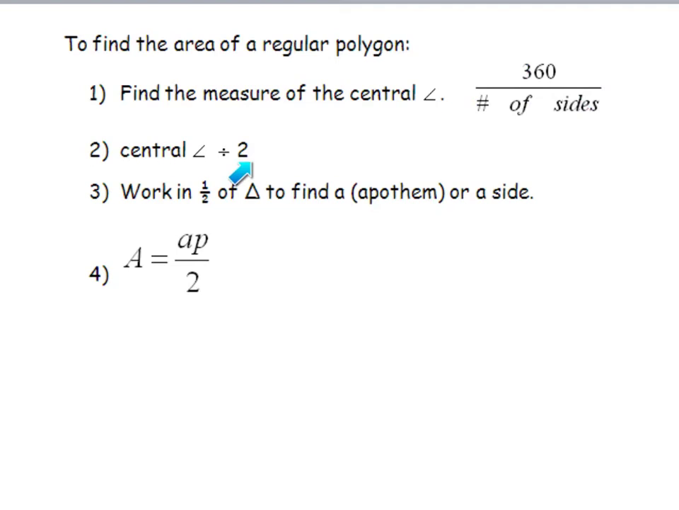After that, you work with half of the triangle to find the length of the apothem, or to help you find a side of the polygon. Then fill in the missing information: figure out the apothem, figure out the perimeter of the polygon, multiply, and then divide by 2. That gives you the area of any regular polygon. Always start by finding the central angle, divide it in half, use the triangle to find the missing apothem or side, and then plug it into your formula.